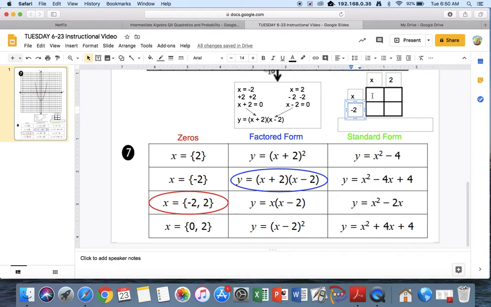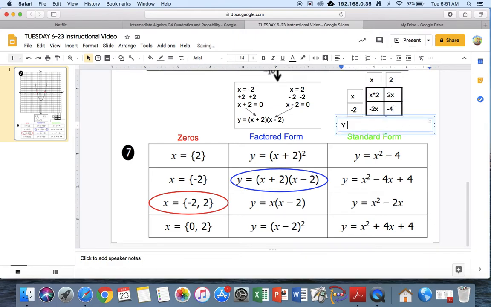So x times x equals x to the second power. The next box would be 2 times x, gives you 2x. The next box is negative 2 times x, so I get negative 2x. The last box, negative 2 times 2 gives me negative 4. Once the box is filled in, this is where you're going to write out your standard form.